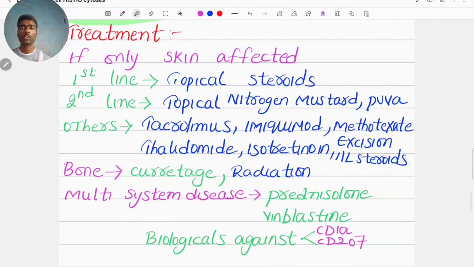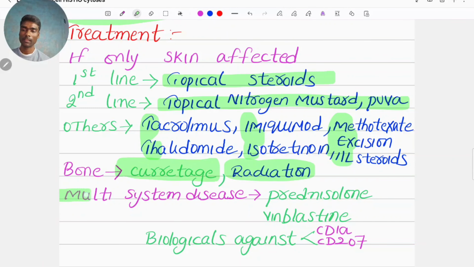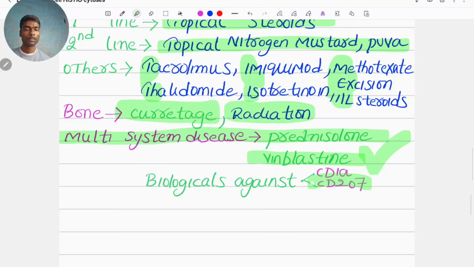Coming to treatment. If only skin is affected, as first line, topical steroids; second line, topical nitrogen mustard and PUVA. We can also give tacrolimus, thalidomide, imiquimod, isotretinoin, methotrexate, excision and intralesional steroids. If bone is affected, we can do curettage, which serves both diagnostic and therapeutic purposes. Then radiation. If multiple organs are involved, prednisolone and vinblastine as a single agent chemotherapeutic drug. Then biologicals against CD1a and CD207, because pathological Langerhans cells are positive for CD1a and CD207.